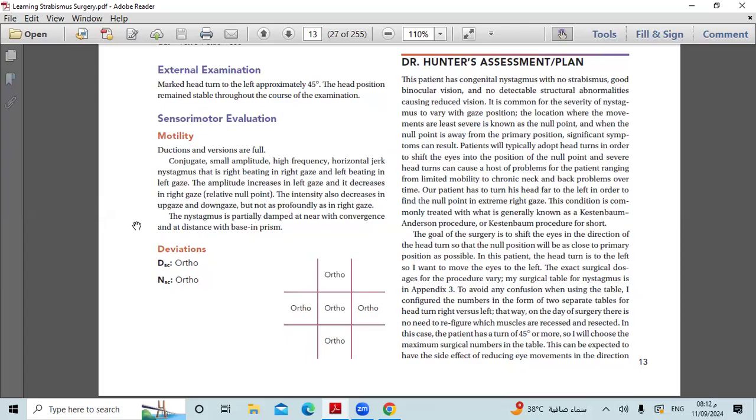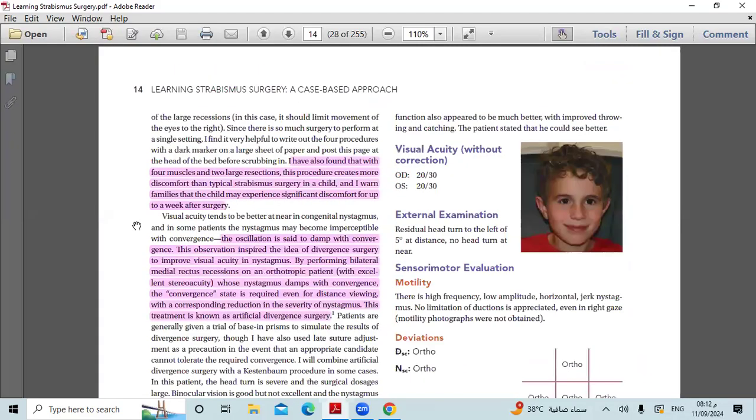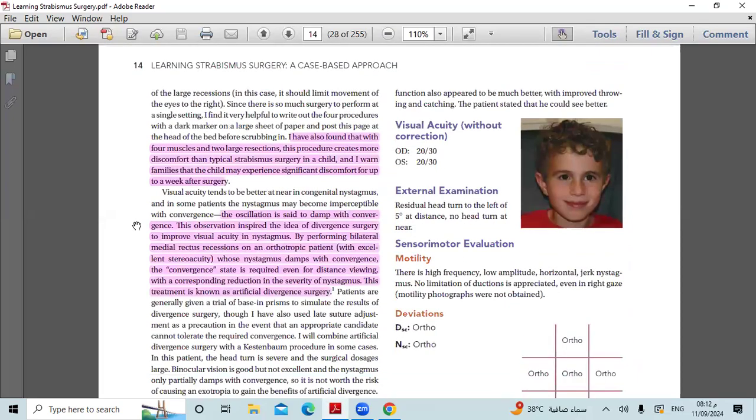This can be expected to have the side effect of reducing eye movements in the direction of the large recessions. In this case, it should limit movement of the eyes to the right. Since there is so much surgery to perform in a single setting, I find it very helpful to write out the 4 procedures with a dark marker on a large sheet of paper and post this page at the head of the bed before scrubbing in.